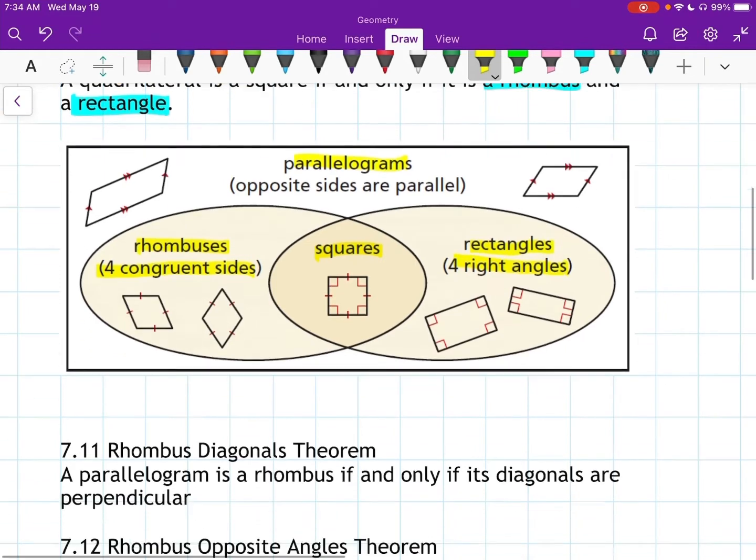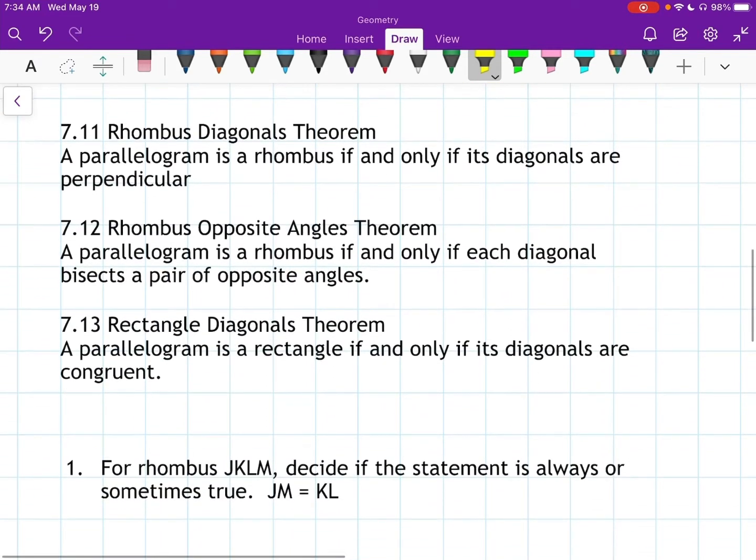All right, let's look at 7.11, the rhombus diagonal theorem. A parallelogram is a rhombus if and only if its diagonals are perpendicular. Now, perpendicular means 90 degrees, right? They meet at 90 degrees.